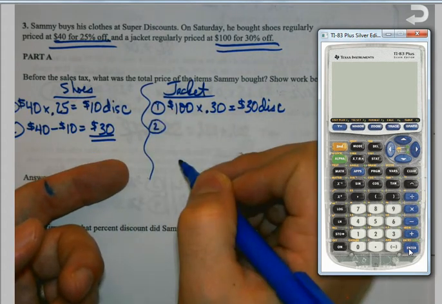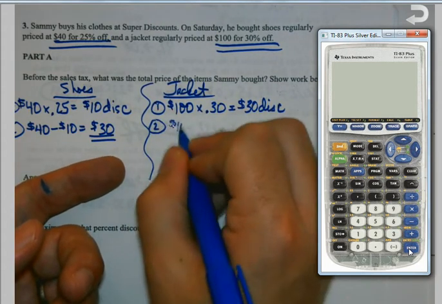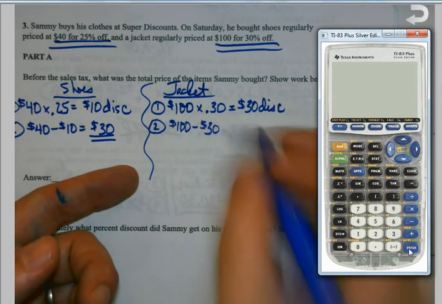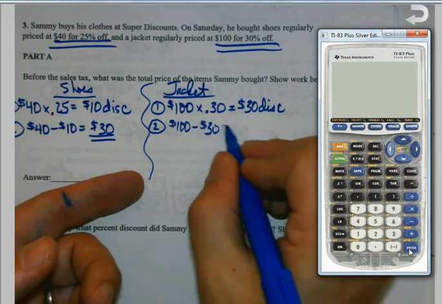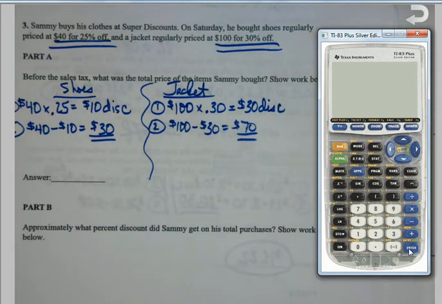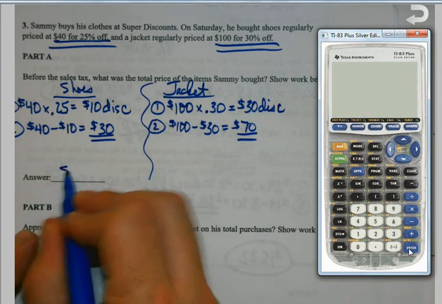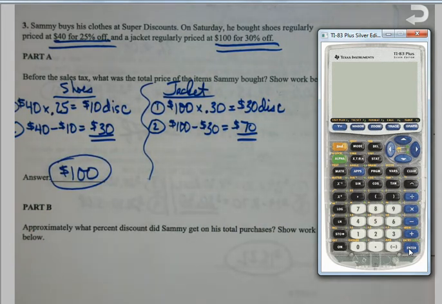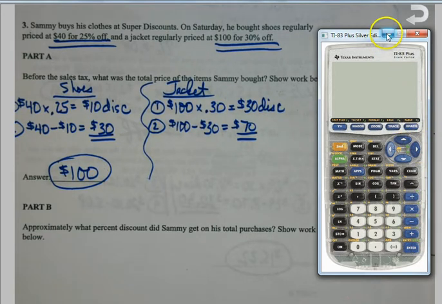Then I go, okay, so if it was $100 and it's $30 off, and it's just a coincidence that it's 30% and $30, just because it happens to be 100. Okay, means it's going to be $70. So what's the total price of the things he bought? 30 plus 70. Okay, it's $100 before he starts, and originally it was $140, so not bad. Saved $40 here.